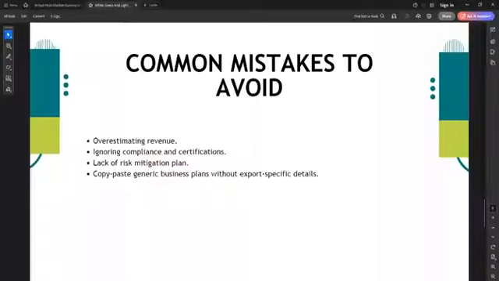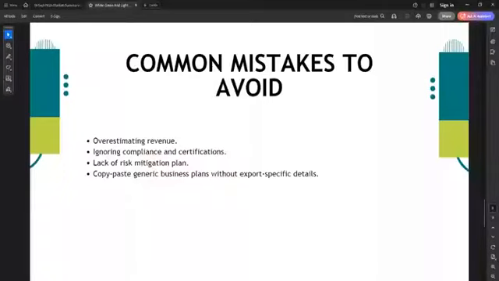Right, so common mistakes to avoid in your export business plan. One is overestimating revenue. So do not overestimate your revenue forecast and projections. Okay, so ignoring compliance and certifications. You want to make sure you have all your certifications. If your target country is an Islamic-centered country or nation, like the Emirates, for instance, you want to make sure you have your halal certification. This is very, very important.